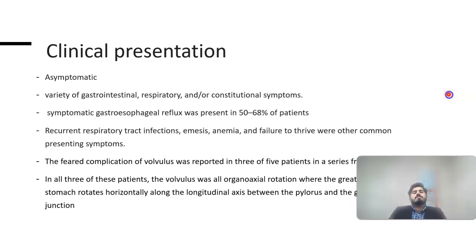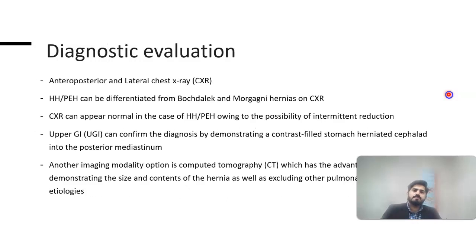One of the questions I asked the residents during today's surgery was, what is the most dangerous complication if you leave the hiatal hernia or the paraesophageal hernia untreated? The answer, which I couldn't get at that time, was that volvulus of the stomach occurs during hiatal hernia. The stomach goes upward through the hiatal opening and it can twist around. Three reported cases from Turkey noticed organoaxial rotation around the greater curvature of the stomach, and that can be a disastrous thing for the patient.